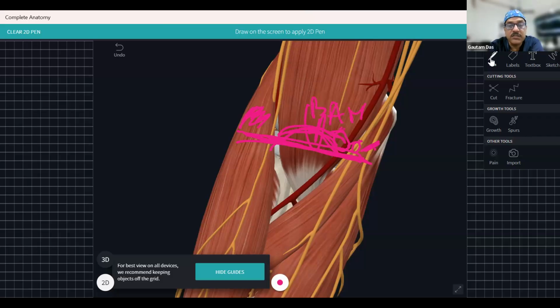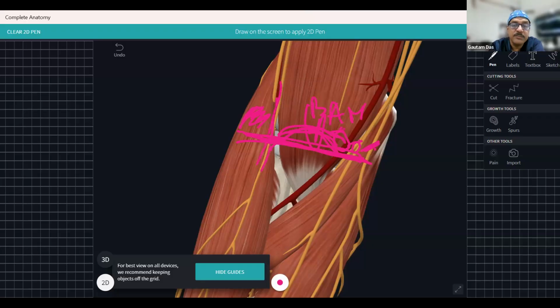So these three structures will be on the top of that. So the three muscles are seen very prominently. And on the top of that, BAM: biceps brachii tendon, artery, and your median nerve. These three are very nicely seen. And a few of the other nerves also will be seen.